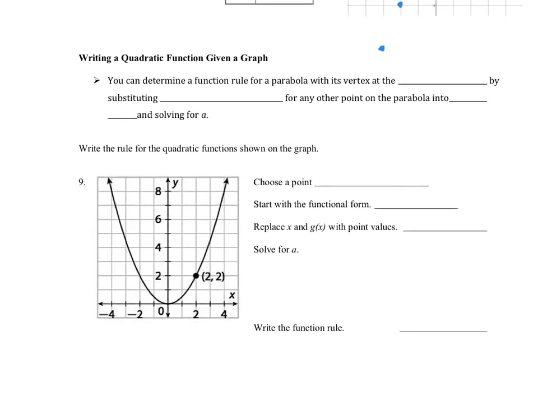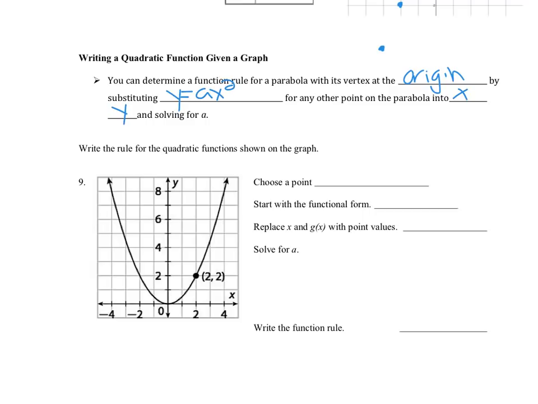Now, not only can we graph, we also sometimes have to write our functions or equations given a graph. So we can determine a function or rule for a parabola with its vertex at the origin by substituting, into your functional form, which is y equals ax squared, any other point on the parabola into the x and y, and then solving for a.